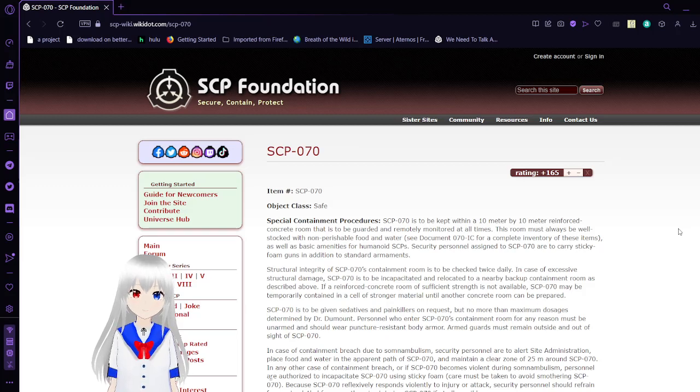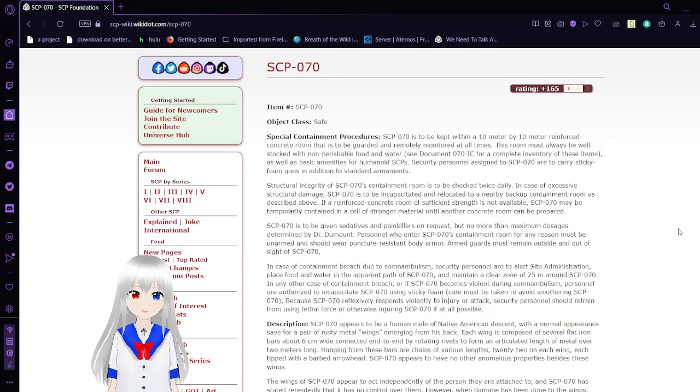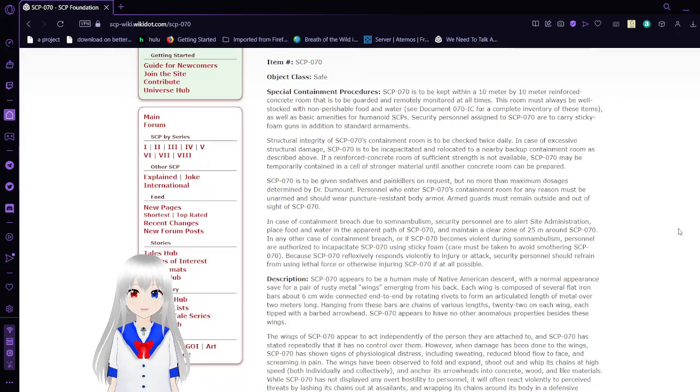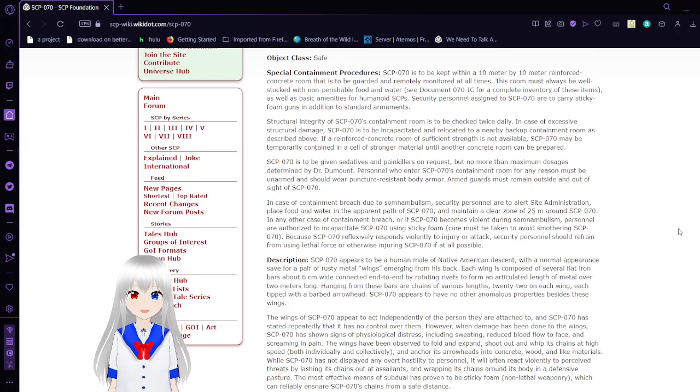Special containment procedures. SCP-70 is to be kept within a 10-meter by 10-meter reinforced concrete room that is to be guarded and remotely monitored at all times. The room must always be well stocked with non-perishable food and water. See document 70-IC for complete inventory of these items, as well as basic amenities for humanoid SCPs. Security personnel assigned to SCP-70 are to carry sticky foam guns in addition to standard armaments.